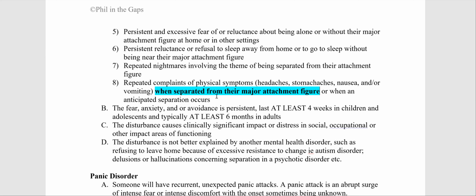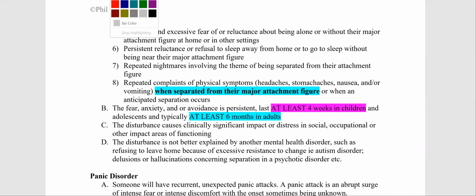The fear, anxiety, and/or avoidance is persistent, at least 4 weeks in children, and you'll never guess for adults, 6 months or longer in adults. And that kind of stays consistent with our anxiety disorders being 6 months or longer.